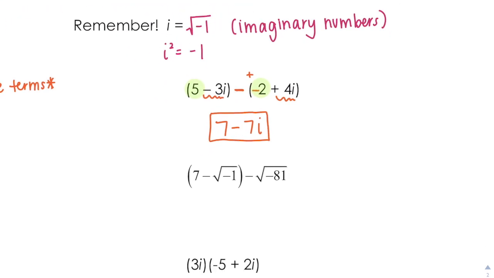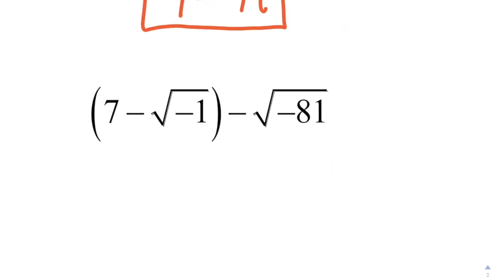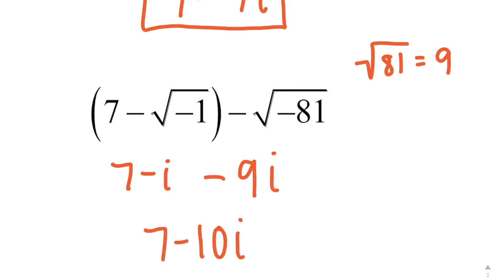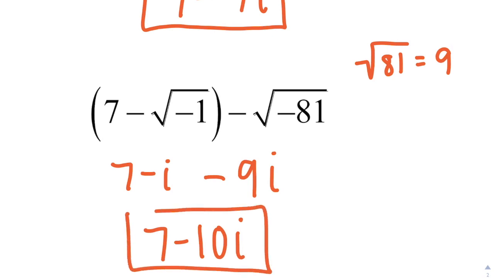Like terms, that's it. Okay, right here, well, the square root of -1, we just said that's i, so rewrite that. Minus the square root of -81. The square root of 81 is 9. So the square root of -81 would be 9i. So I don't even need the parentheses on this problem. What's 7i minus 9i? That's just going to be 7 minus 10i. And that's it.